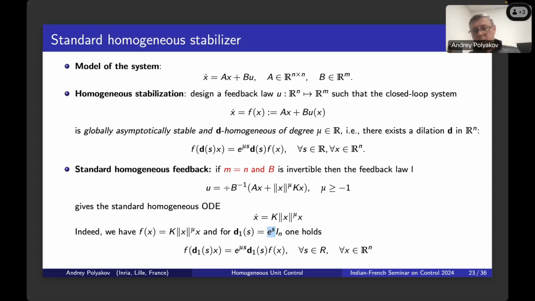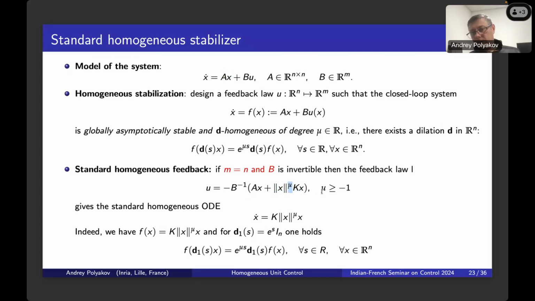And in fact, if the matrix A is non-zero, then to make the system asymptotically stable and homogeneous of given degree mu, we need to reject this linear part if degree mu is non-zero, because a linear system is standard homogeneous of degree 0. But we need a closed loop system which will be homogeneous of degree mu, which may be non-zero in the general case. In the case of standard homogeneity, this term must be completely rejected if we want degree mu not equal to 0.